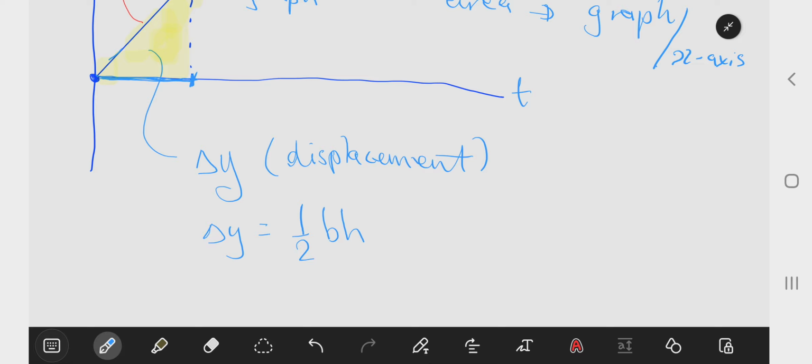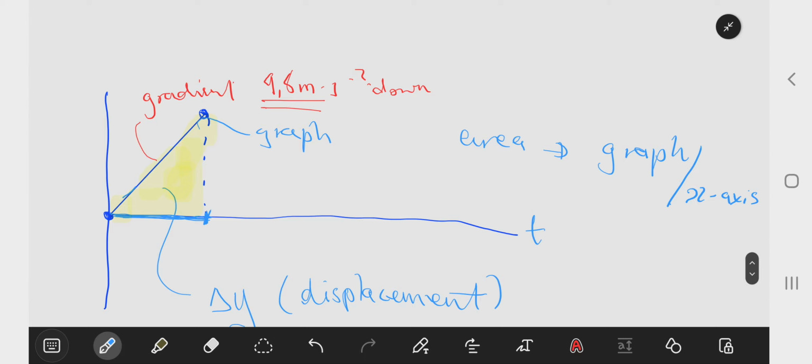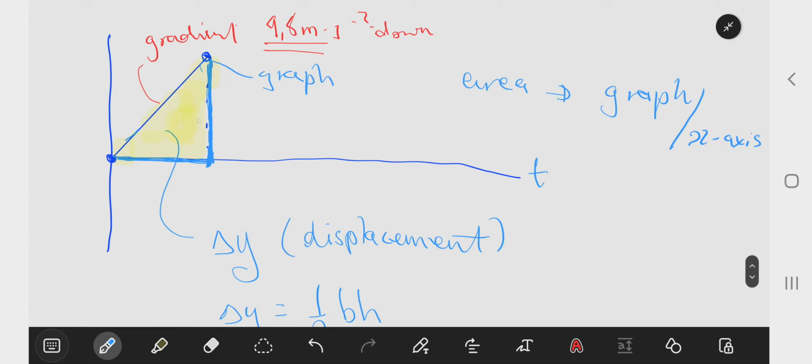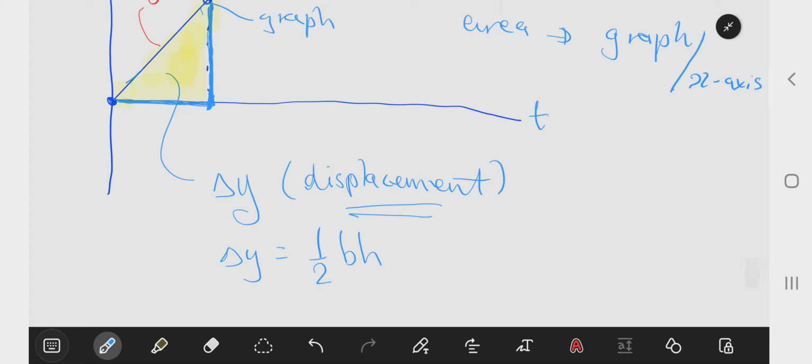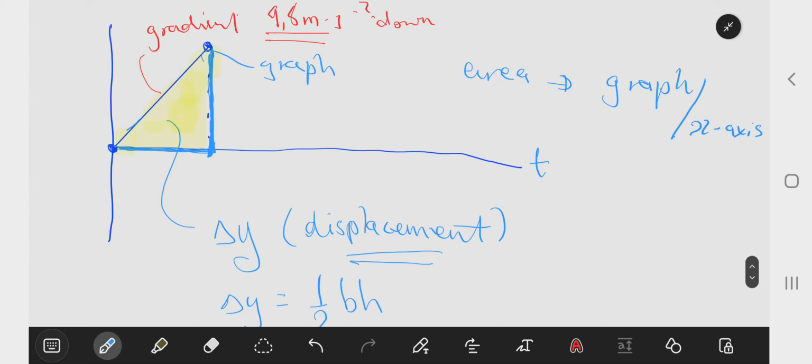So that is your base, right? And then your height is this length here, which is your velocity axis, right? If you take those two sides and you calculate your area, you're actually calculating the displacement of that projectile. Okay, so that is property number 2.